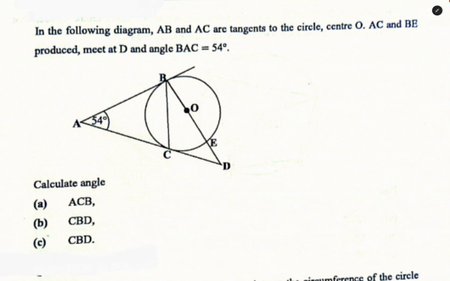The topic is circle theorem or angle properties in a circle. Here is an exam question that came in a certain year, that is ECZ, and the question reads, in the following diagram, AB and AC are tangent to the circle with center O. AC and BE are produced and meet at D, and the angle BAC is equal to 54. As you are able to see, the angle here is 54.